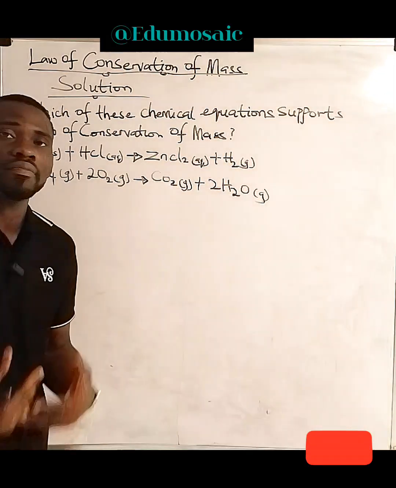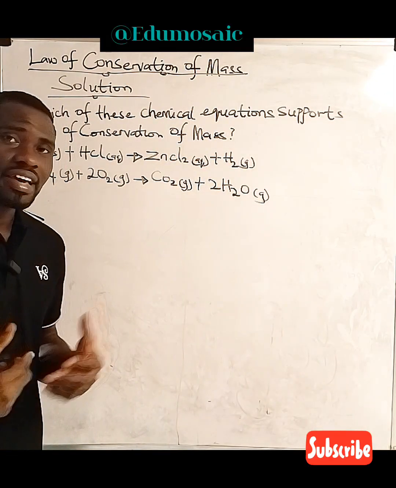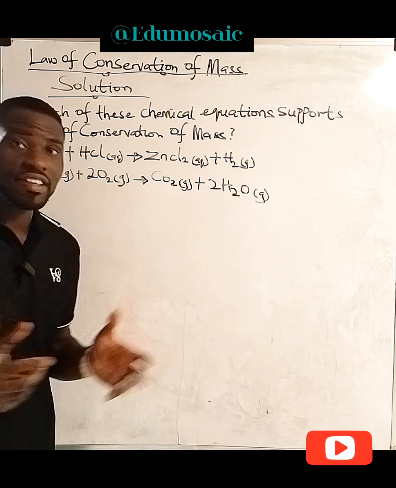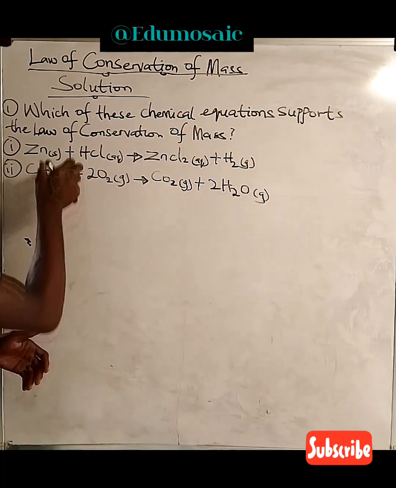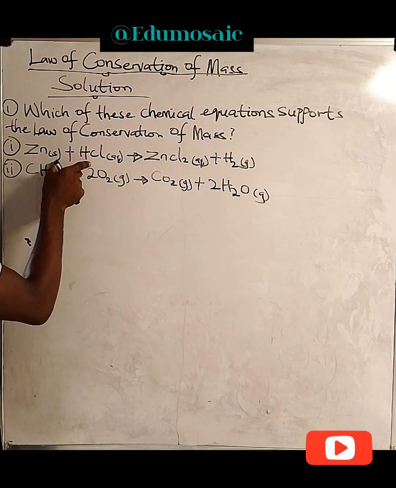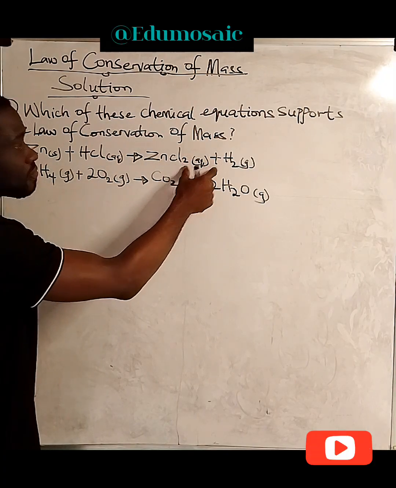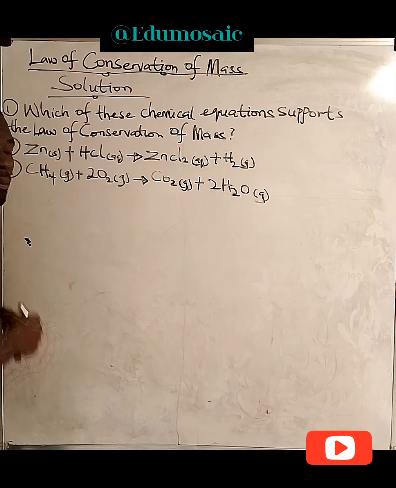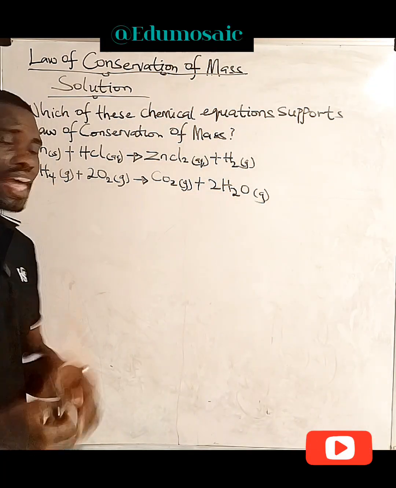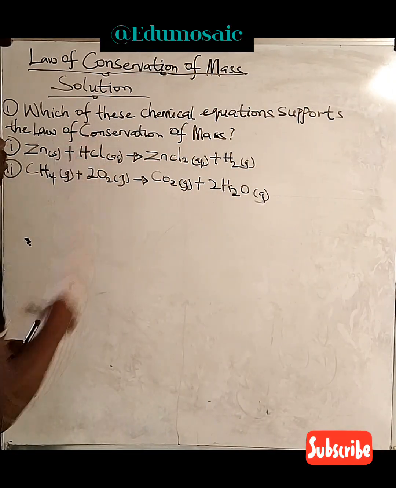The law states that in a chemical reaction, there's no way matter can be created or destroyed. It's not possible. So to summarize, it was explained that the total relative molecular mass of the reactants is going to be the same as the total relative molecular mass of the products. So it means matter is not being created and matter is not being destroyed, regardless of the kind of product we get. So let's see quickly which of these equations obeys or supports the law of conservation of mass.